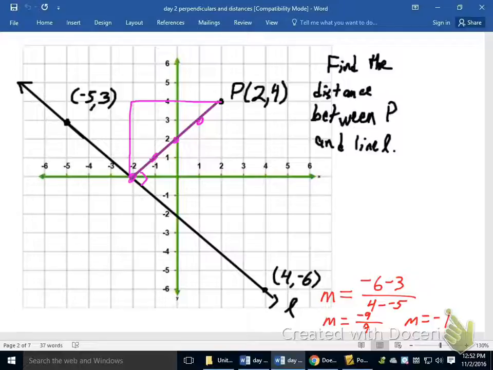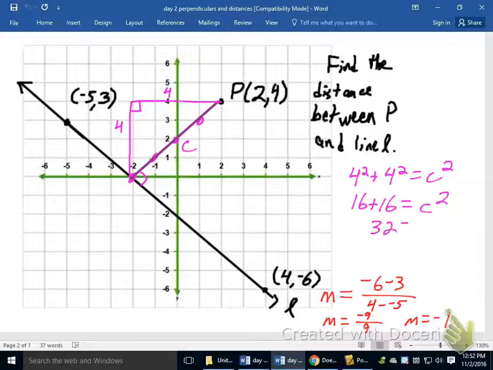So you can use distance formula, but I'm just going to make a right triangle and use Pythagorean theorem really quick to solve for my distance. So 4 squared plus 4 squared equals c squared. And I'm going to get an exact answer here, please. So that's going to be 32 equals c squared. Well, plus or minus the root on both sides.